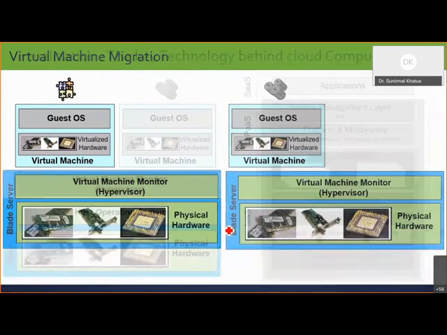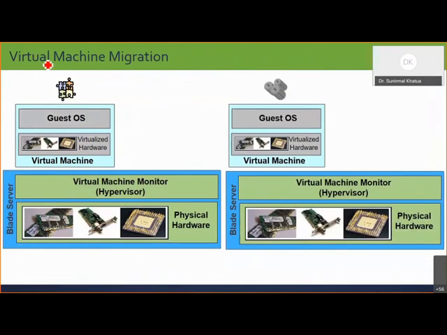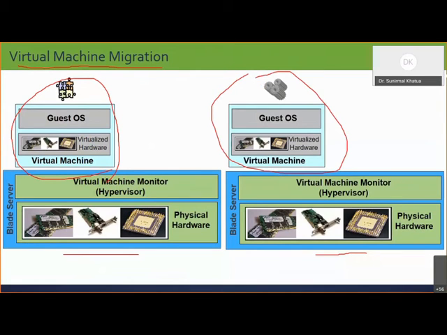Now, let me discuss a concept called virtual machine migration, which is an important concept that you need to implement if you want to implement your own data centers in a cloud environment. So let us look at this. Suppose in your data center you have two blade servers, the first blade server and the second blade server. And in both blade servers, one virtual machine is running that runs some jobs.